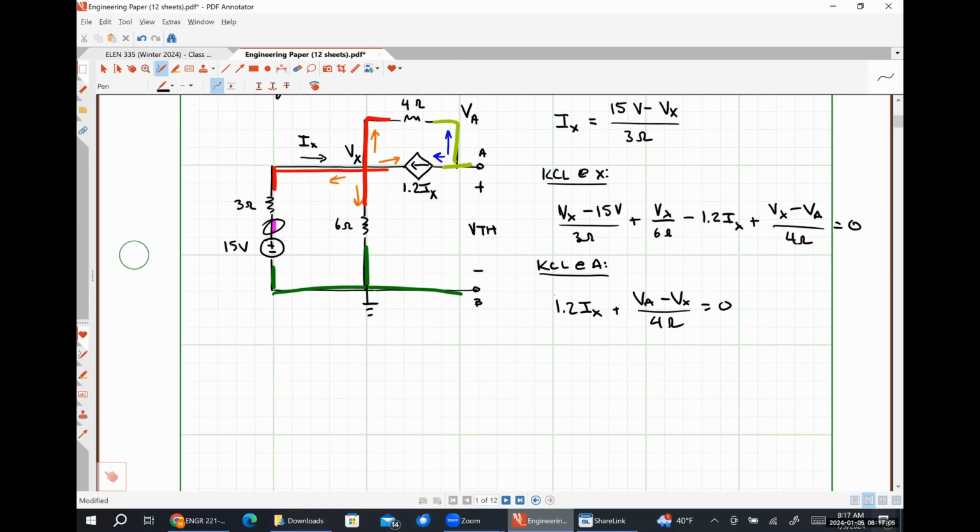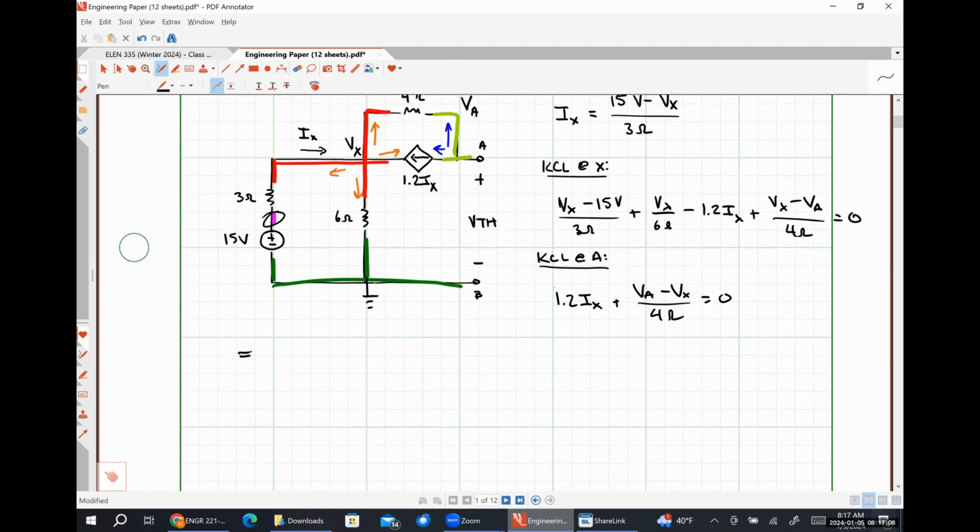So solving this system, I got the following results. Vx is 10 volts. Va is 2 volts. And Ix is 5/3 of an amp. So, as I mentioned earlier, Va is our Thevenin voltage as well, and so we found VTH.